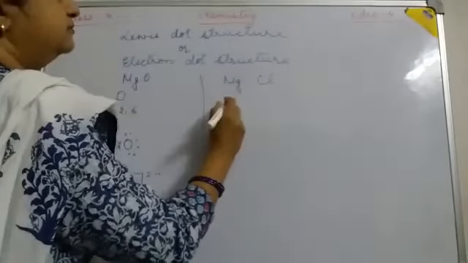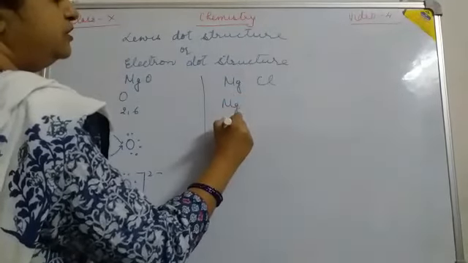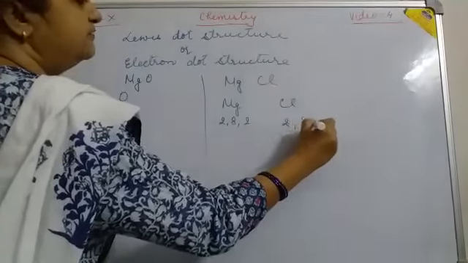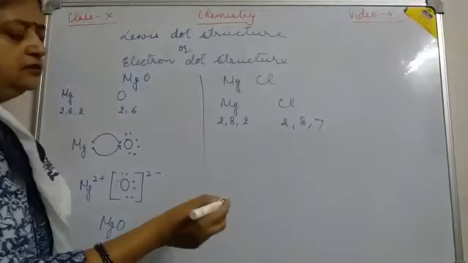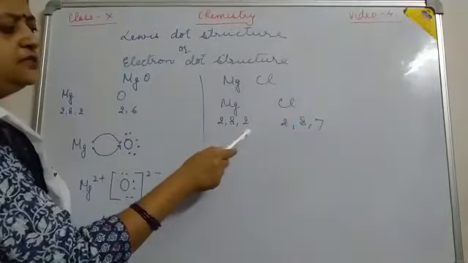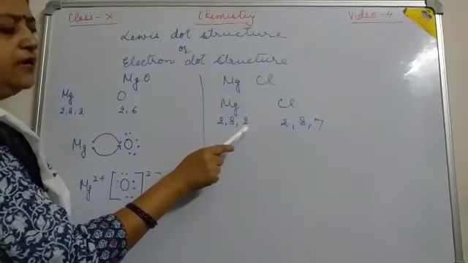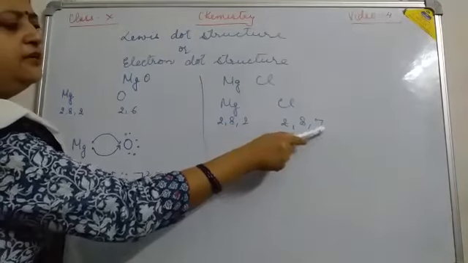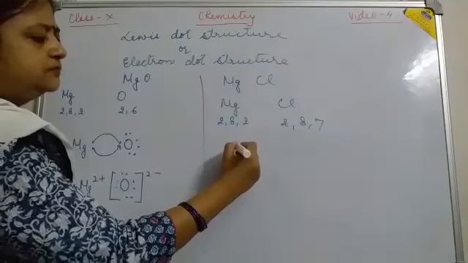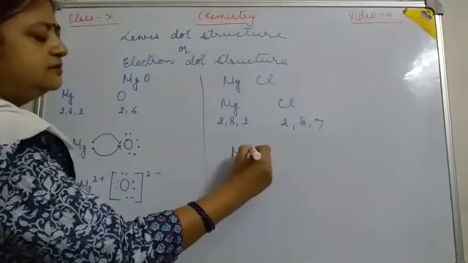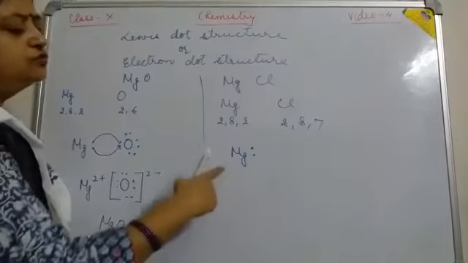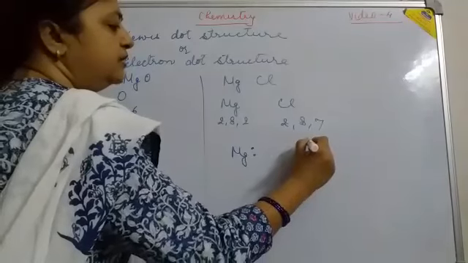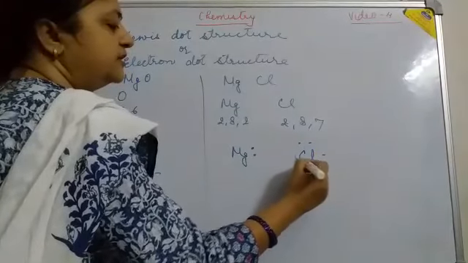Magnesium chloride. The configuration of magnesium is known here, 2,8,2, and the configuration of chlorine is 2,8,7. You must write the configuration. By writing the configuration, we can understand that the valence electrons or outermost shell contain 2 in magnesium and 7 in chlorine. So, the outermost shell of magnesium contains 2. This is the Lewis dot structure of magnesium, and for chlorine 1, 2, 3, 4, 5, 6 and 7.